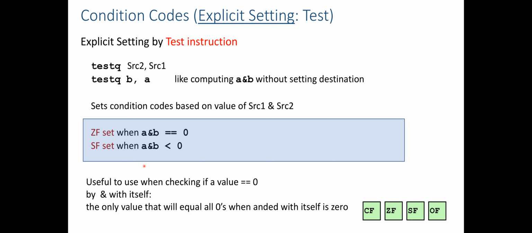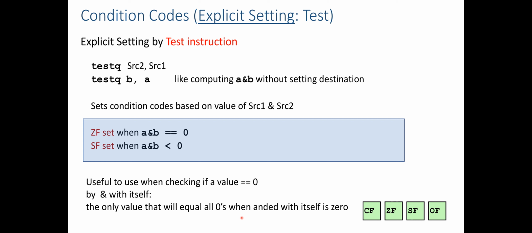Now, this one is kind of interesting because it's useful and used a lot when checking if a value is equal to 0. So in this case, instead of having two different values, A and B here, we'll often see in our code a testq with A, comma A. And what that means is if we AND a value with itself, the only value that will equal all zeros when it's ANDed with itself is 0.